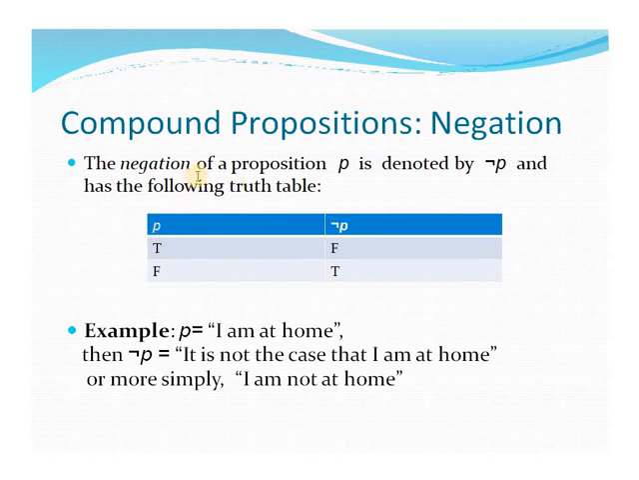Then what will be not P? Not P is nothing but the negation of the proposition. So not P means if P is true, not P will be false. If P is false, not P will be true, just the opposite.